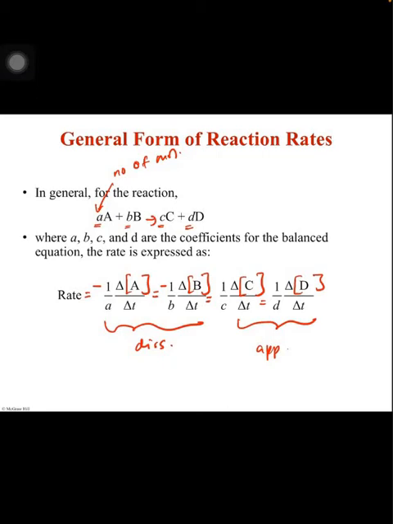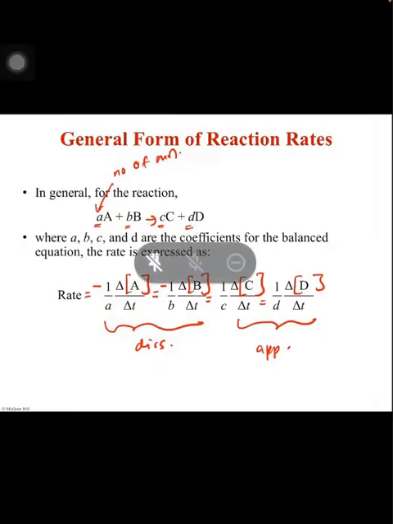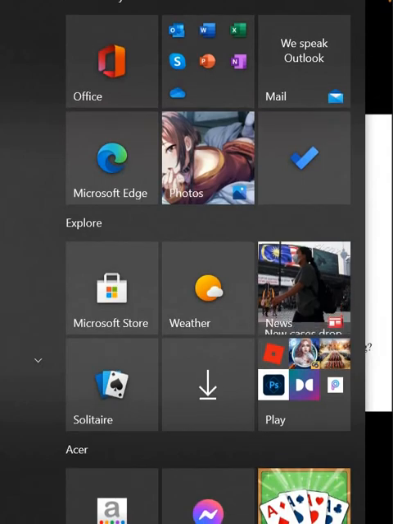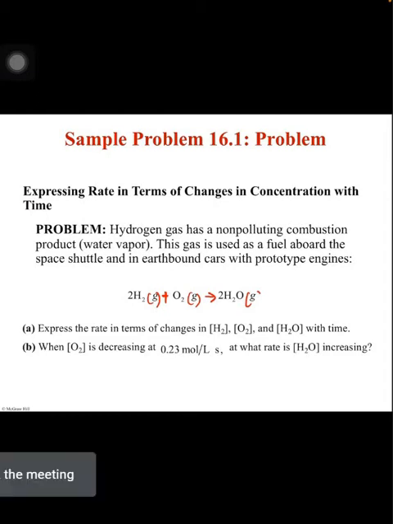Okay, so now let's see an example on how to use this rate expression. I don't know why the sign missing, semua hilang. So this is 2 hydrogen gas, 2 mole of hydrogen gas, reacted with 1 mole of oxygen gas to produce 2 mole of H2O gas. So by right, this is our equation lah. Okay. So soalan pertama dia kata express the rate in terms of changes in H2, O2 and H2O with time.